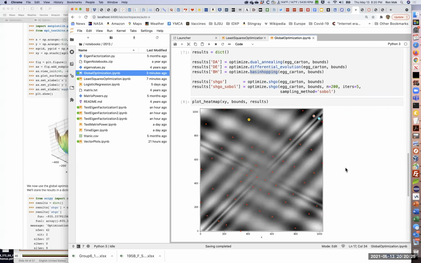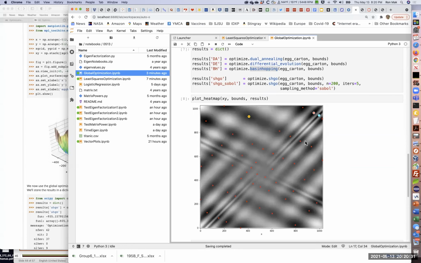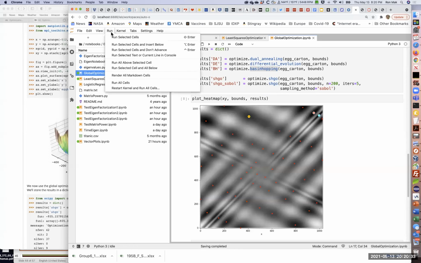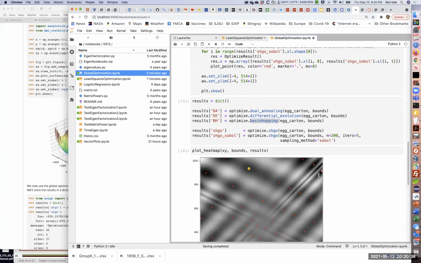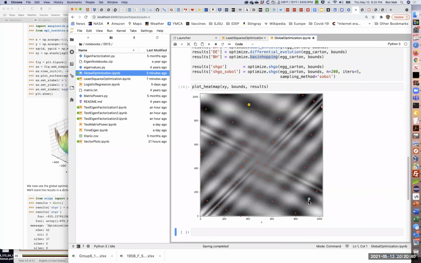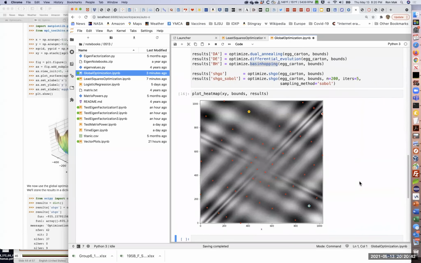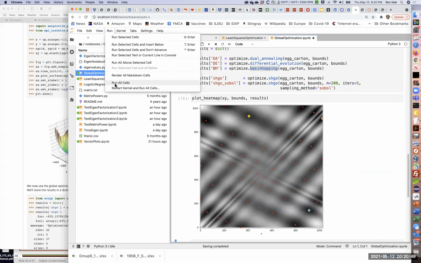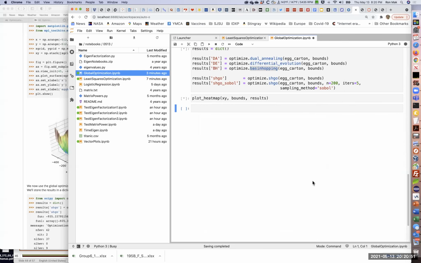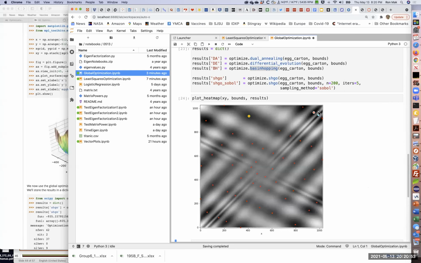Now, if we run this again, I believe there is some randomness, so it is going to look different. So we run all the cells again, and get the last one, and see this one actually came down here. I think there are different starting points whenever you run this, and so every run will give you a different result.